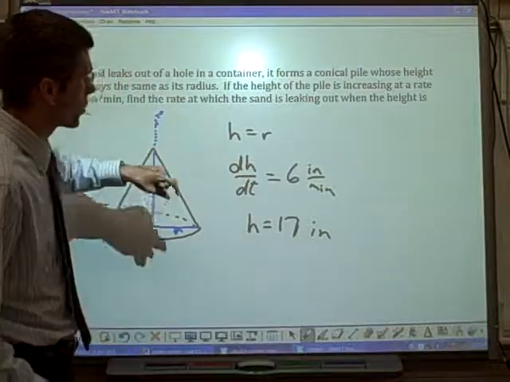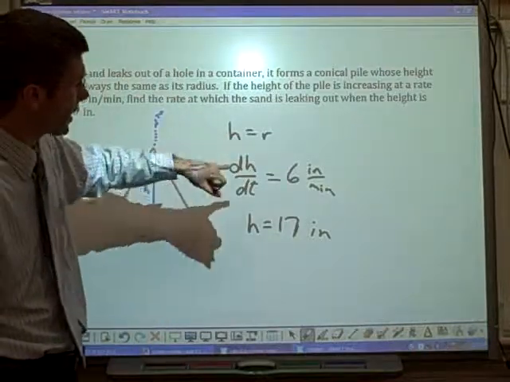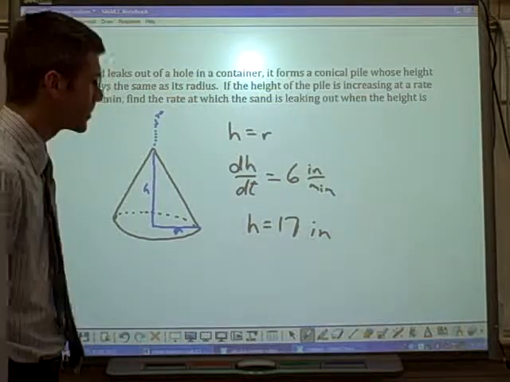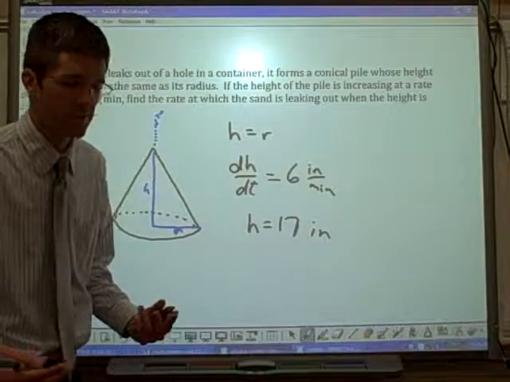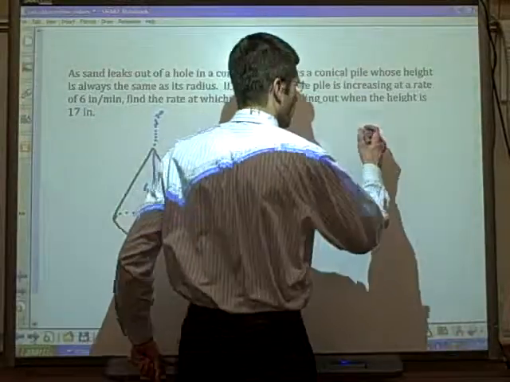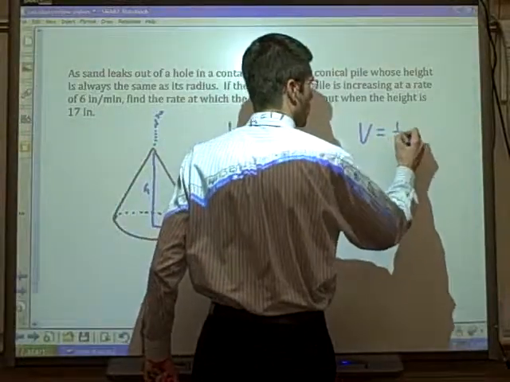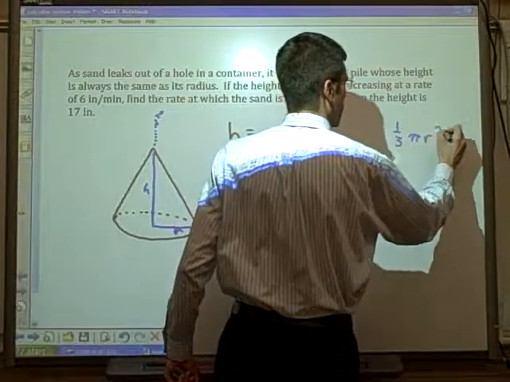Also, another dead giveaway is the fact that I'm going to be dealing with the height and the radius, and generally, when I have the height and the radius, both with a figure like a cone, it's a volume issue. So let's come over here and write the volume formula. Volume equals 1/3 pi r squared h.